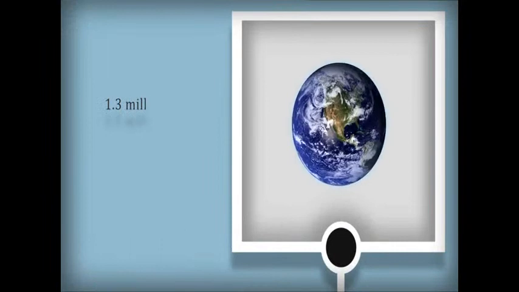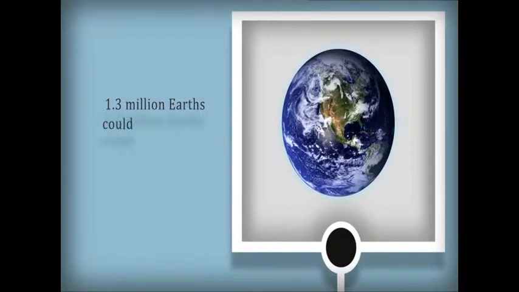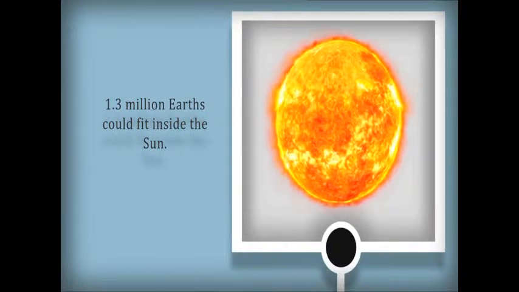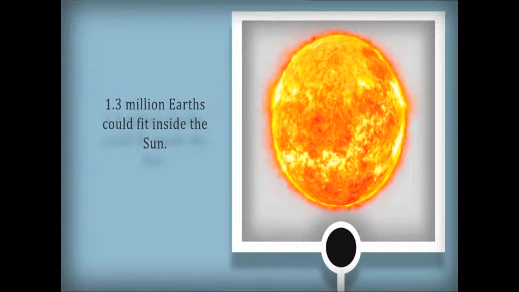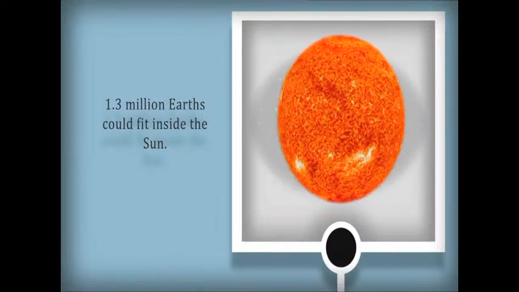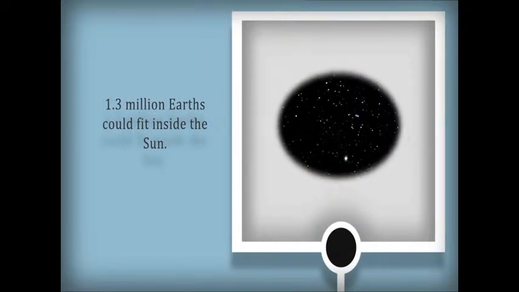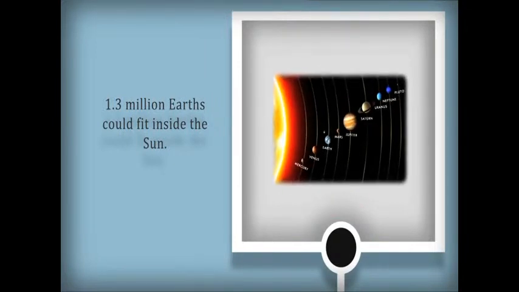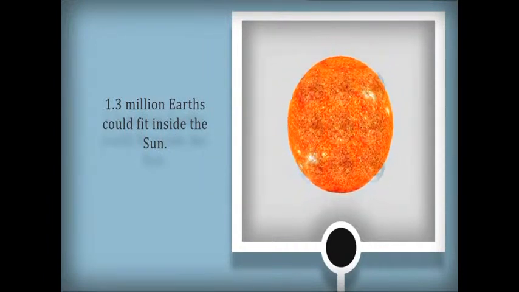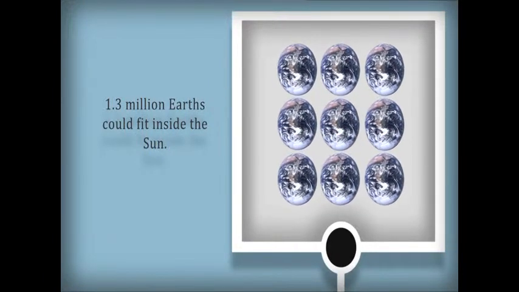Did you know that 1.3 million Earths could fit inside the Sun? While our Sun is only technically an average-sized star, it is gigantic when compared to the Earth. The Earth's diameter is just under 12,800 kilometers, easily dwarfed by the 1,392,000 kilometer diameter of the Sun. The Sun is so big that about 1.3 million Earths could easily fit inside it.